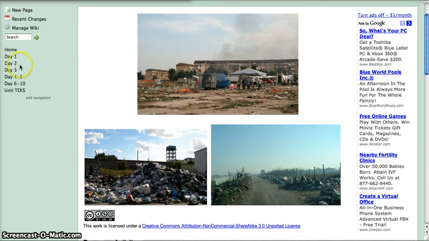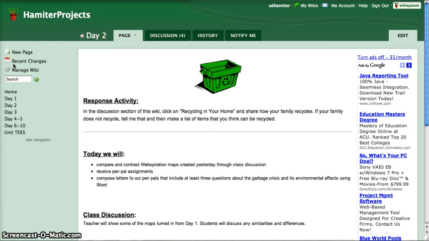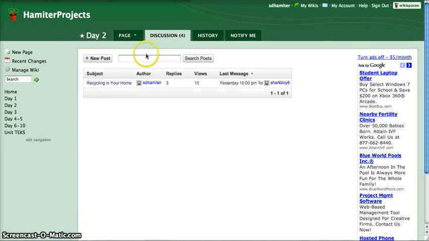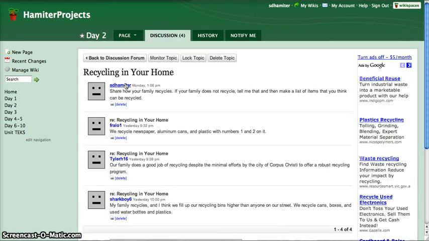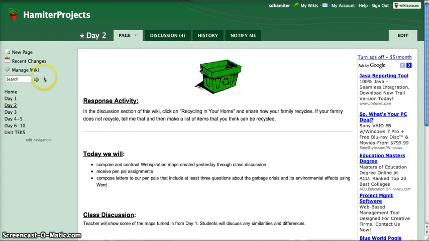Day 2, the response activity is recycling in your home. They need to come back and tell me exactly what it is that their family does. And if their family doesn't do anything, well, what are some things that they could be doing? I've had a few responses. We recycle newspaper, aluminum cans, and somebody complaining that they think Corpus Christi doesn't do quite enough as far as recycling is concerned. So some good comments there.